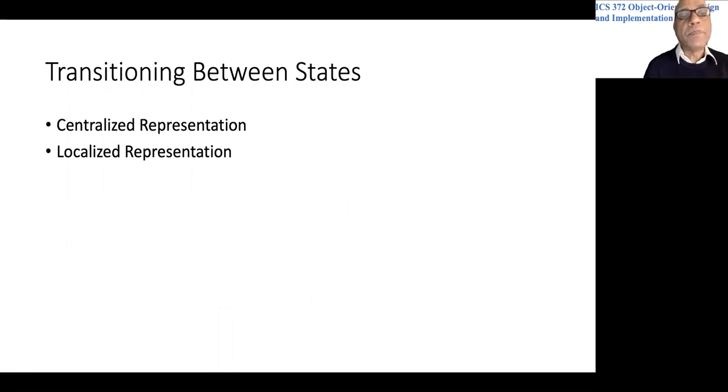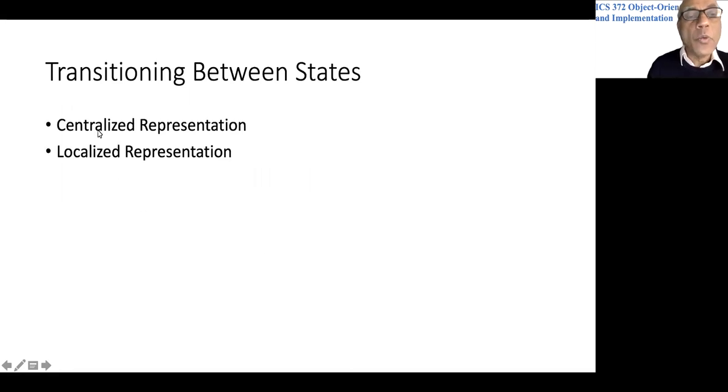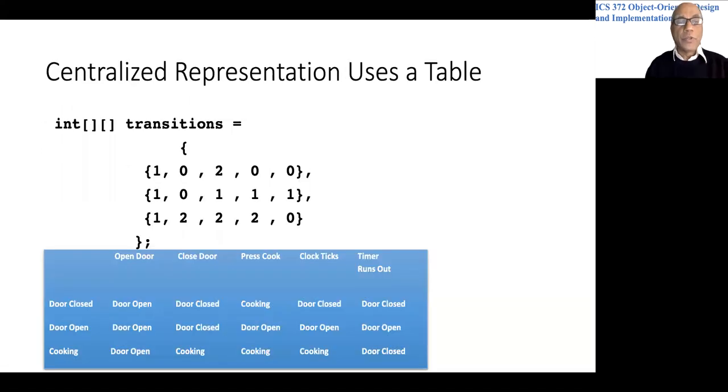Let's talk about how we can transition between states. We will have three objects, and these will be singletons. There is no need for more than one object of any of these state classes, so they are singletons. And how do you transition from one to the other? There are two ways of doing that. One is to use what is called a centralized representation, and the other one is to use what is called a localized representation. So let's talk about the centralized representation. For this, we use a table.